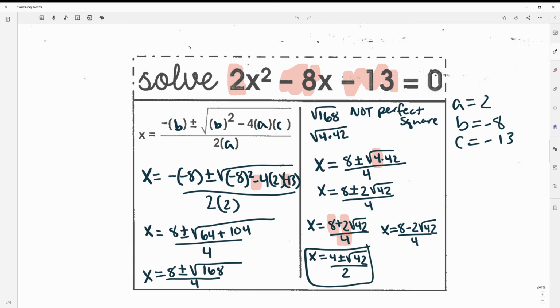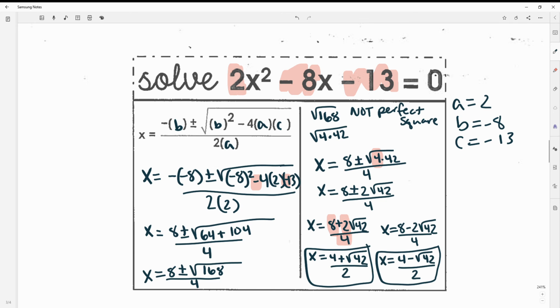That's one answer. Same thing happens to the other side, but instead of adding, I guess I should have left this one as plus. Instead of adding, I'm just going to be subtracting here. I guess because they're exactly the same, you could probably leave it as plus or minus and that would still be okay. Alright, so that really just means it's some decimal value that I have no idea what it is off the top of my head.